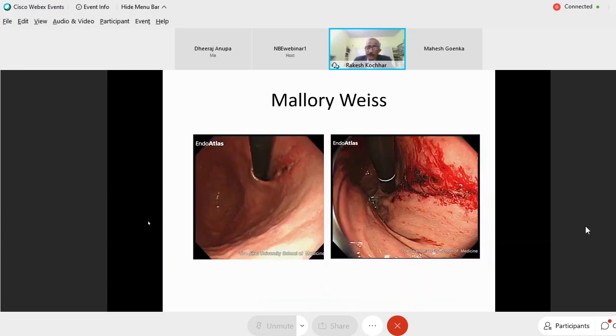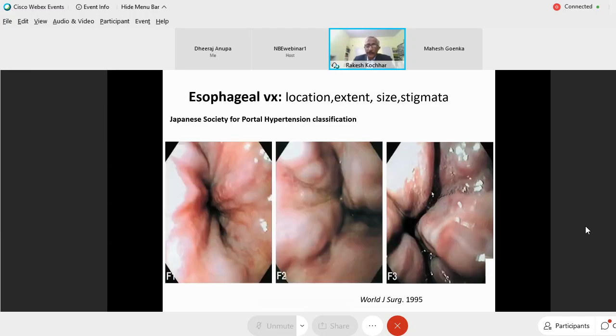Mallory-Weiss tear, what is this? This is an ulcer which is 2/3 to 3/4 below the gastroesophageal junction, and rest of it is above the gastroesophageal junction. So classically seen on retroversion. So linear ulcerated lesion with or without a bleeding vessel across the gastroesophageal junction, primarily on the gastric side.